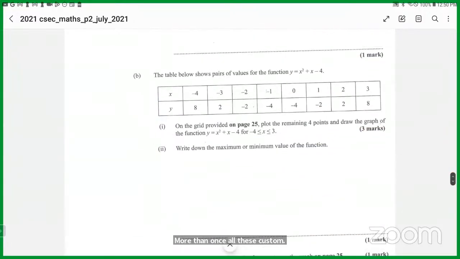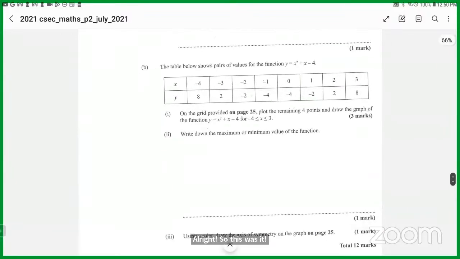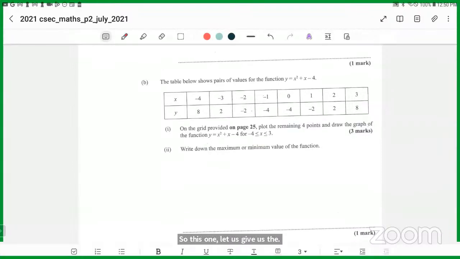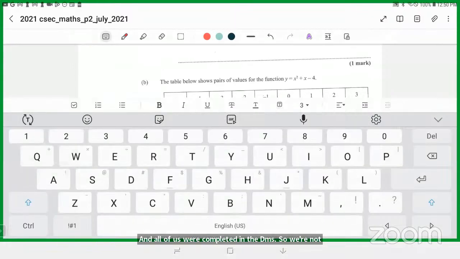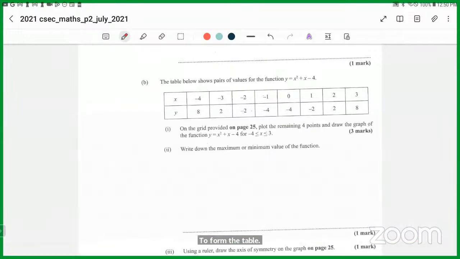All right, so this was it. So this one, they just gave us the table, and all the values were completed in the table. So we're not asked to complete the table, just to draw the graph and maybe write down the minimum. See, the square term is positive, so when it smiles, that's a minimum.